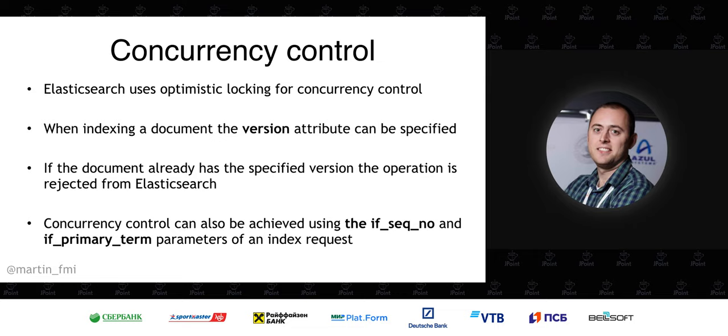Rather, when we index a document, we can specify a version that we expect to have in the Elasticsearch index for that indexing operation to succeed. If we specify a particular version for a document we want to index, and in the meantime someone else already manages to index a document with the same version, then our index operation fails. And in that regard, Elasticsearch provides us the possibility to use optimistic locking for concurrency control when we manage our documents across indexes.